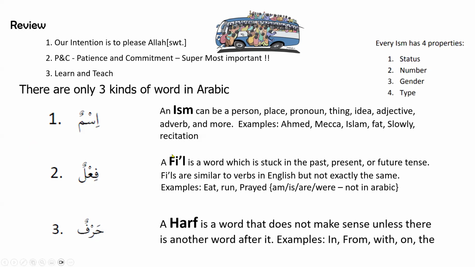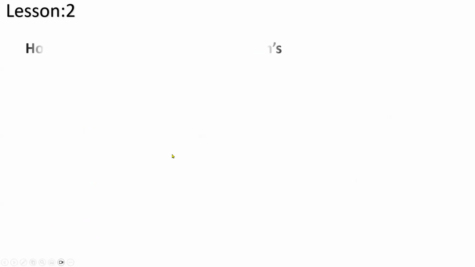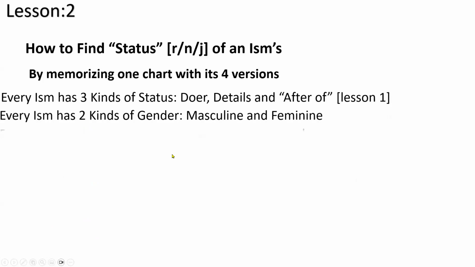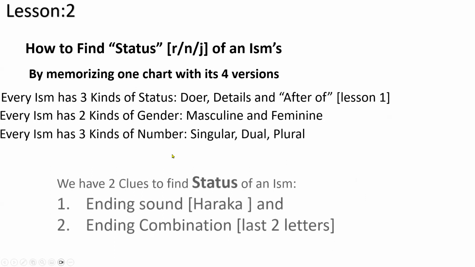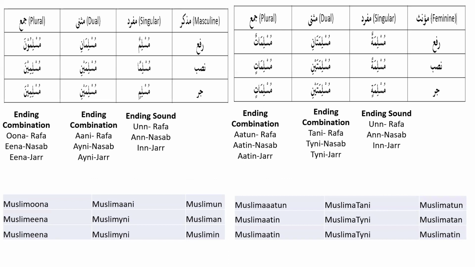Okay, and then we started to talk about the four properties of the ism. Among the four properties, we talked about the status and how to find the status. In status, we talked about two charts, and there are four versions of these charts. We talked about these charts in a very detailed way in the last three lessons. And these charts are always very important. I'm telling you, from this lesson to the end of the lessons, inshallah ta'ala, you will need this one. So your understanding about these charts must be very clear.